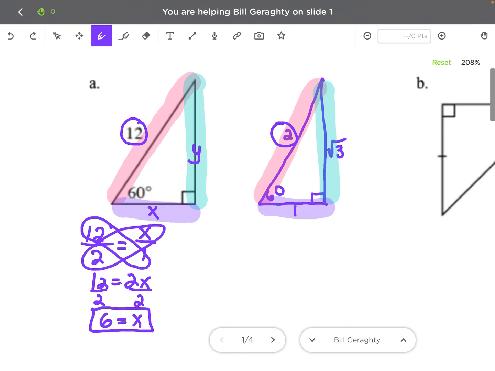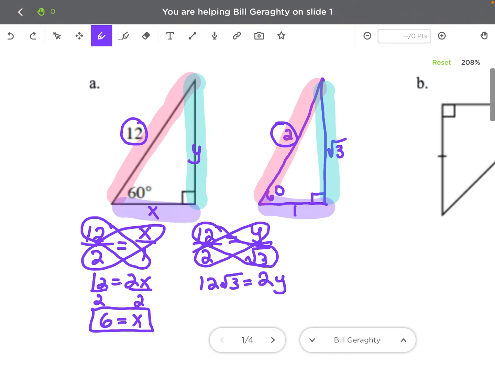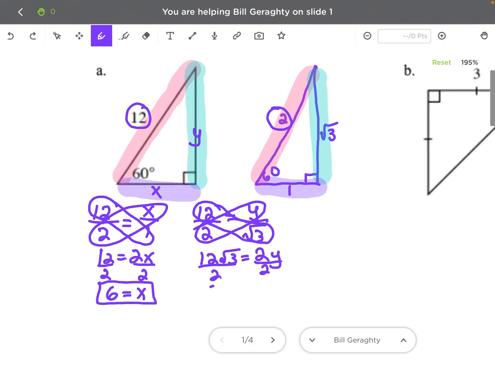And we're going to go ahead and set up our proportions as well. So the pink side over the pink side is equal to the blue side over the blue side. Okay, and we're going to go ahead and cross multiply. So we get 12 root 3 is equal to 2y. And again, we're just going to divide by 2. Okay, we can do 12 divided by 2, and we get 6 root 3 is equal to y. So the side that says y is equal to 6 root 3.